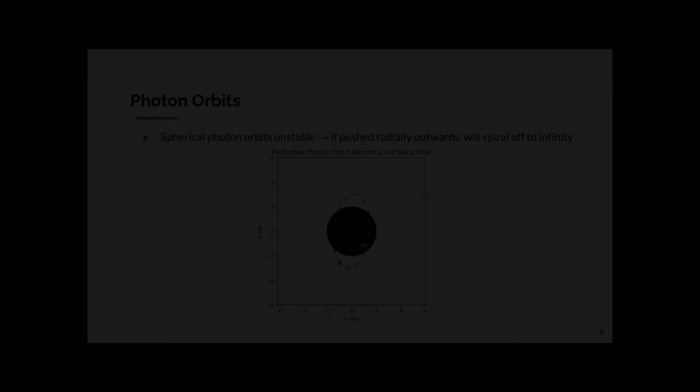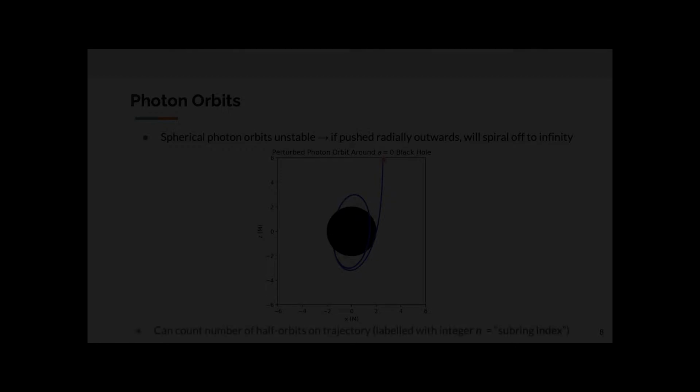So here's an example of what this kind of thing may look like. What we're looking at here is a black hole in the middle, and a photon shown in green. It's traveling on this spherical orbit. What we're going to do is perturb this orbit, kick it slightly radially outward, and watch it spiral off to infinity as follows. So we see that it started on the spherical orbit. After you kick it radially outwards, it's going to spiral off. And in principle, if an observer were sitting up here, they'd be able to see this photon arriving at them.